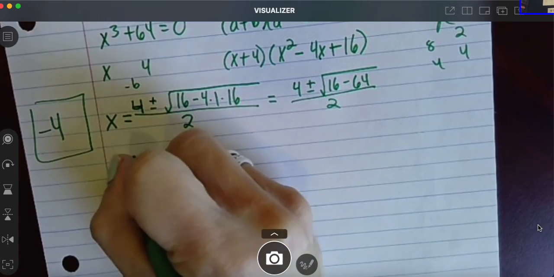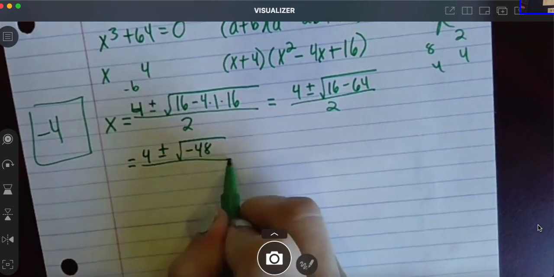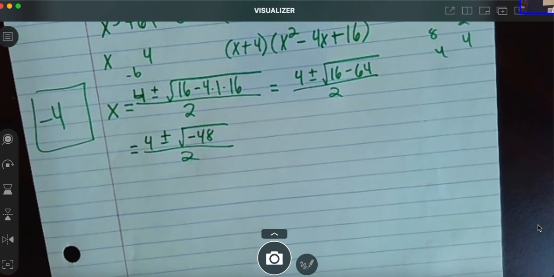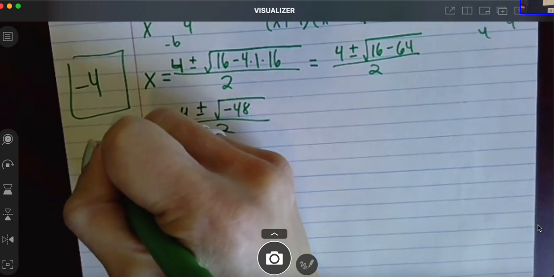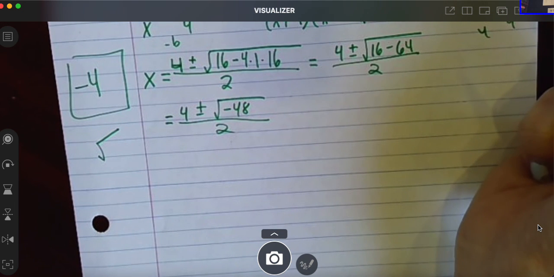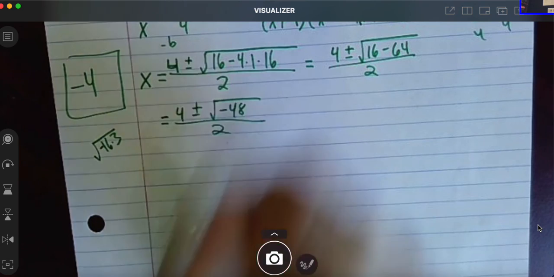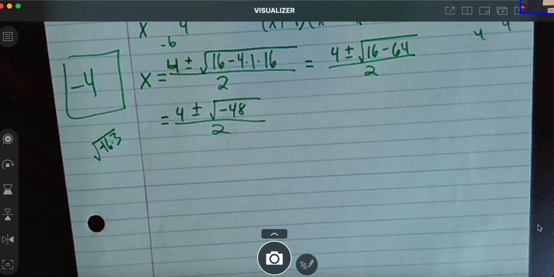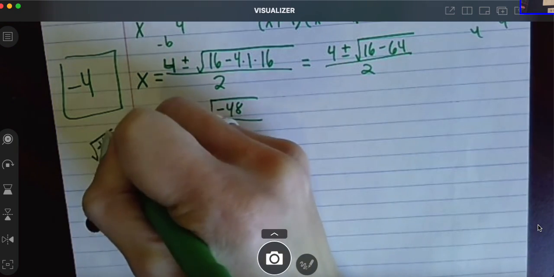So let me write that. 4 plus or minus the square root of negative 48. I'm almost done. I've got 2 steps left. I need to simplify the square root of negative 48. So what times what is negative 48? That might be a perfect square. 16 and 3. So negative 16 and 3. What is the square root of negative 16? 4i. And what do I have left over? The square root of 3.